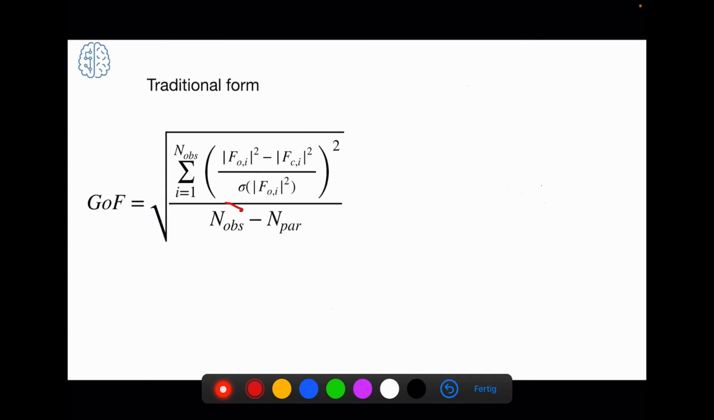And the number of observed intensities, that's the number of intensities in the least squares refinement to be more precise, plays a role here as well. From this number is subtracted the number of parameters of the model. So that's the degrees of freedom.